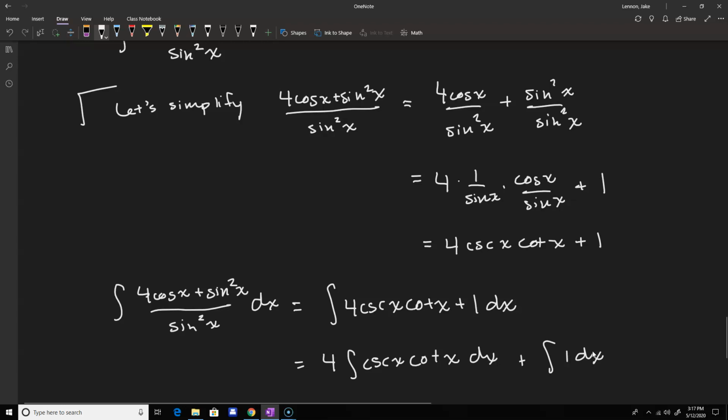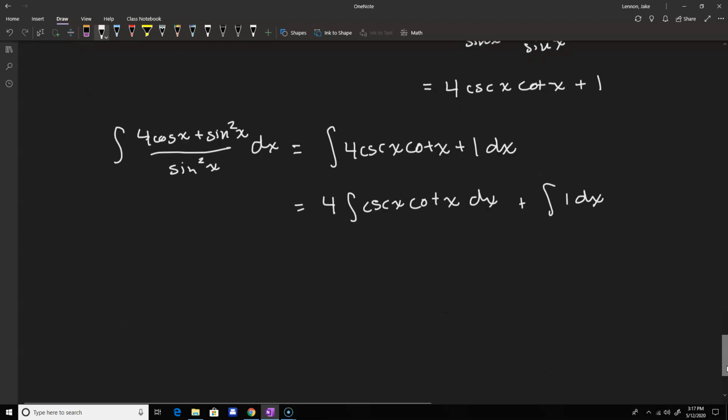In general, you may skip that step in the future, or I may, because it's kind of obvious that you're just breaking it into the subsequent pieces. But the antiderivative of cosecant cotangent we know is the negative cosecant, so the first integral is just going to be minus 4 cosecant of x and then the antiderivative of 1 is just x, and then we have our general plus c at the end.